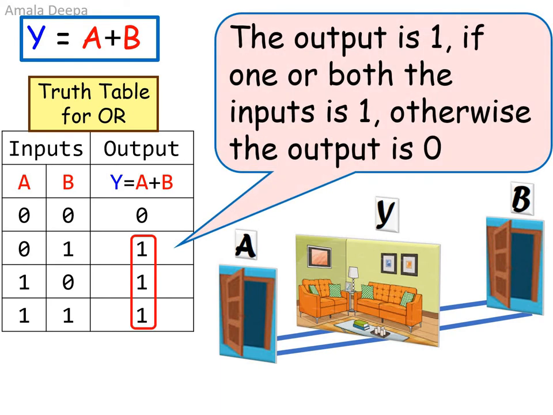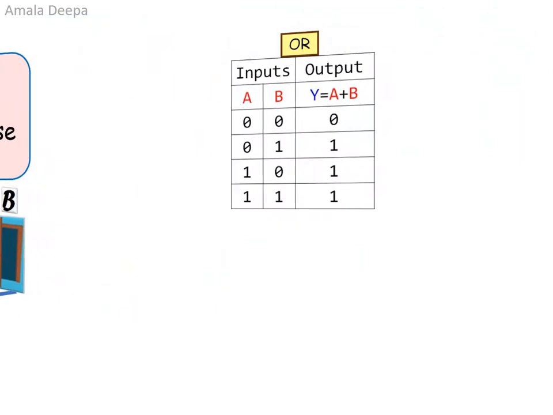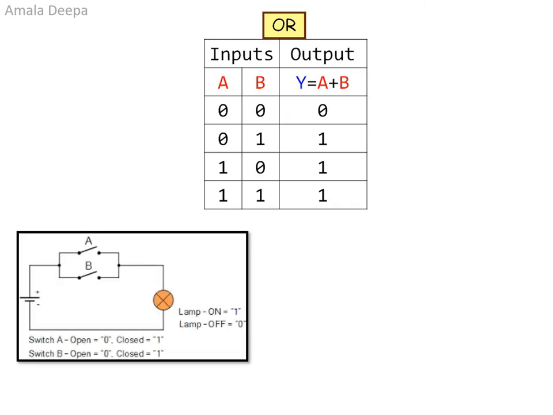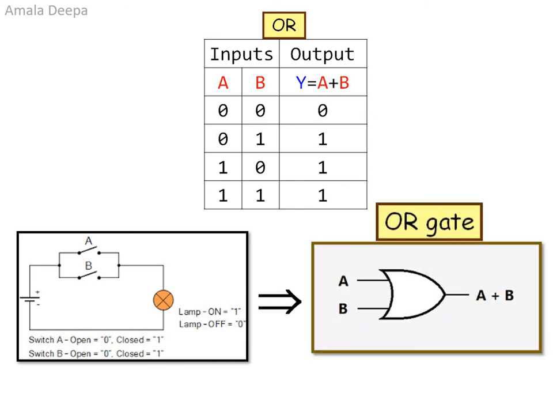The output is 1 if one or both the inputs is 1, otherwise the output is 0. So this is the truth table for the OR operation. Now you can take a look at the circuit for OR operation. There are two switches connected in parallel. And this is the OR gate, which represents the circuit.